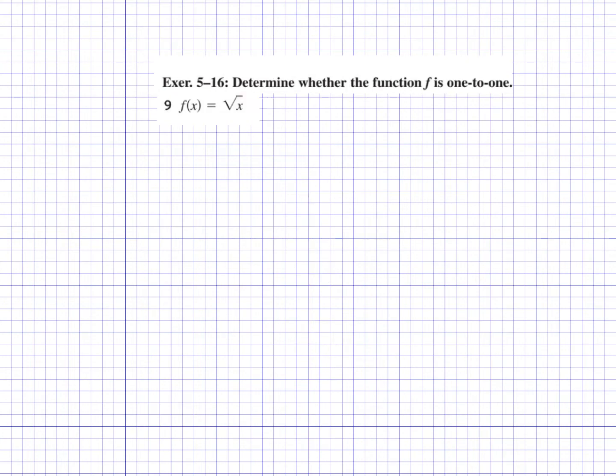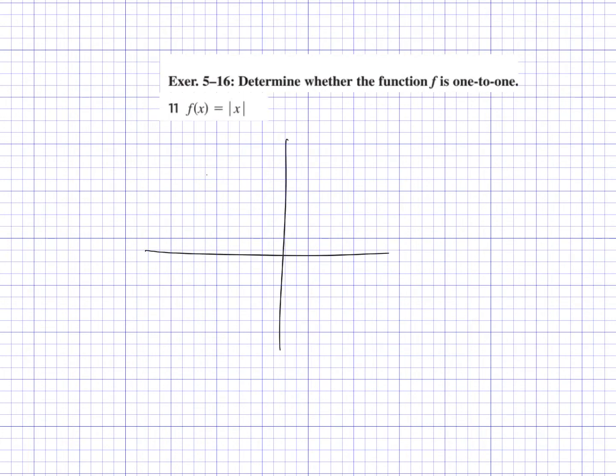Okay, so most of these you should be able to do very quickly. The square root of x, if you remember, looks like this. So yes, that's going to be a one-to-one function. You can draw a horizontal line, it's not going to hit more than once. Absolute value, we know that that's a V, and that fails the horizontal line test. So no, it's not one-to-one.